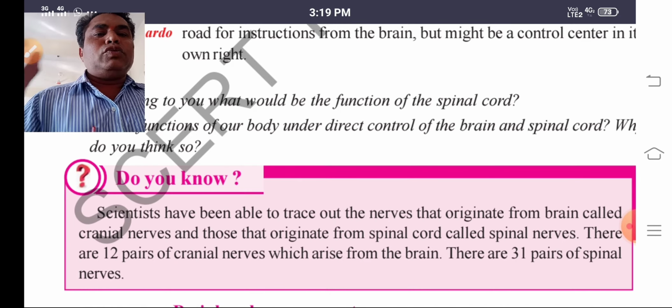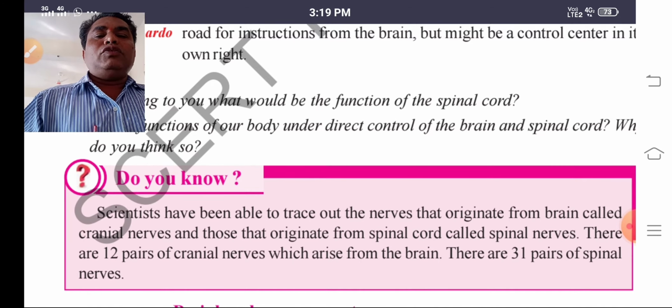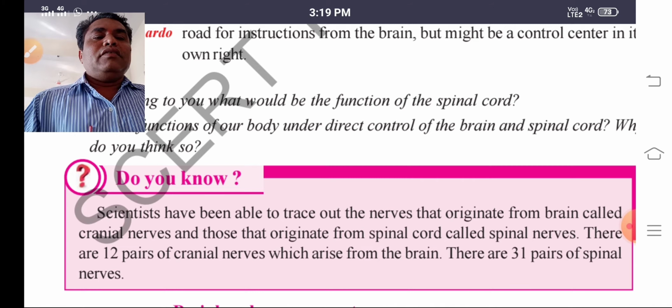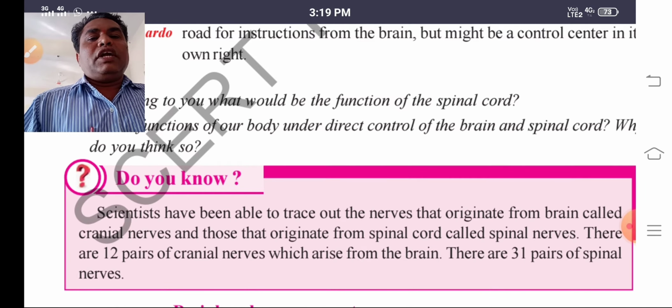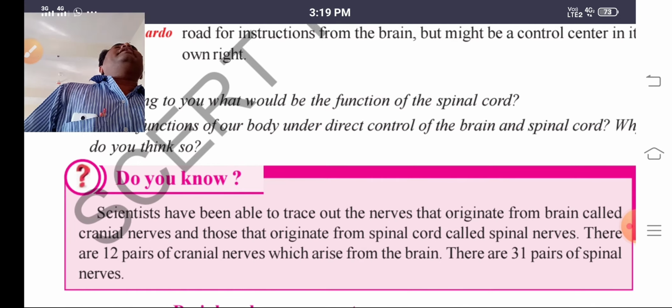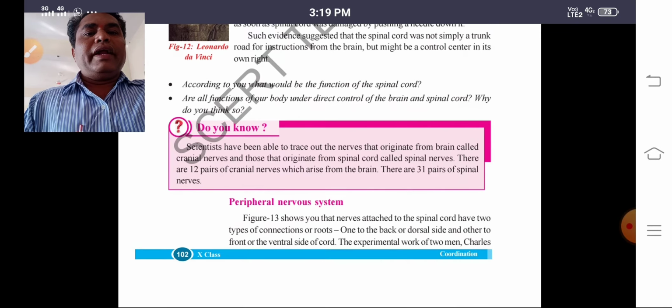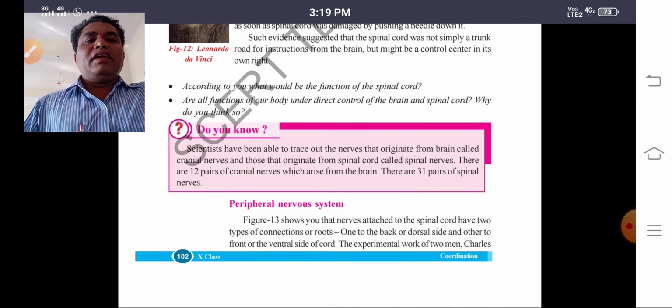So how many cranial nerves in total? The nerves which develop from the brain are totally 12 pairs. There are 31 pairs of spinal nerves. So 31 plus 12, a total of 43 pairs, we can see in the peripheral nervous system. So this is how to keep it in your mind. Here they have given the peripheral nervous system.